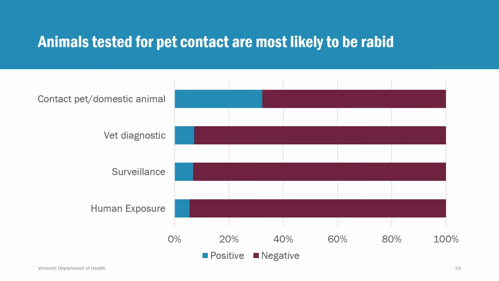This figure summarizes rabies positives over total tests by test reason during 2006 through 2019. By far, animals submitted for testing because of contact with domestic animals or pets had the highest proportion positive. This is not surprising because domestic animals spend a lot of time outdoors and may be attacked or exposed to wild animals before their human counterparts are. This also highlights the importance of domestic animal vaccination.